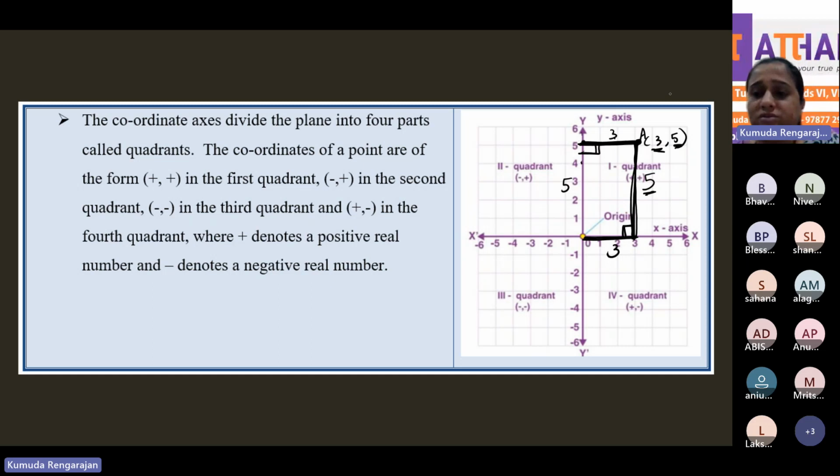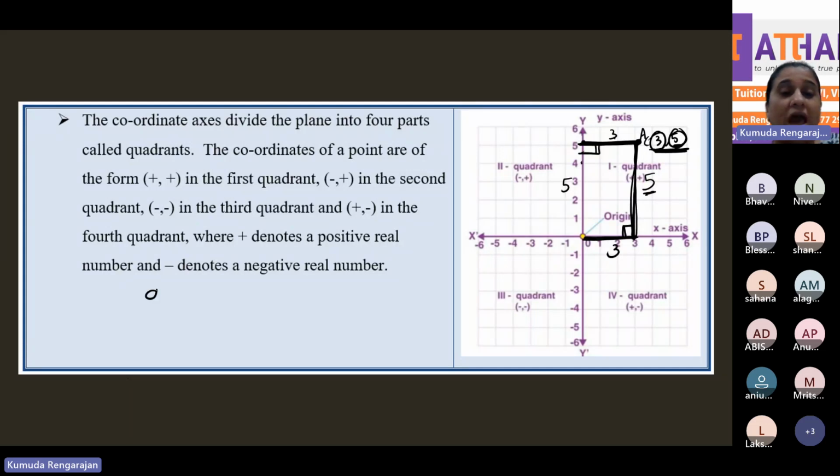So if the question is, what is the perpendicular distance of this point A from the X axis? The answer is the Y coordinate, 5 units. And if the question is, what is the perpendicular distance of this point A from the Y axis? Then the answer is the X coordinate, which is 3 units. So you don't have to measure anything to find the perpendicular distance of a given point from the X axis and Y axis. You don't have to take your scale and measure anything. Just look at the coordinates of the point. The X coordinate will tell you the perpendicular distance of the point from the Y axis. The Y coordinate will tell you the perpendicular distance of the point from the X axis.